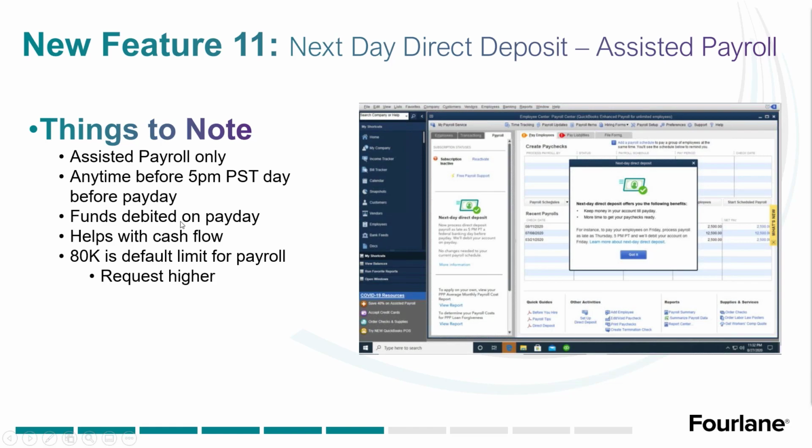Funds also are not debited until Friday on that payroll day, or whatever payroll day is for you. Funds are not debited from your bank account until that payday, which helps with cash flow. Of course, the standard default limit for payroll is $80,000. So if you have more than $80,000 payroll runs, you have to request higher limits. So that's a really big deal. An extra day, especially if you have weekly payroll, to get through all your payroll information, and they do not remove the funds from your account until payday.